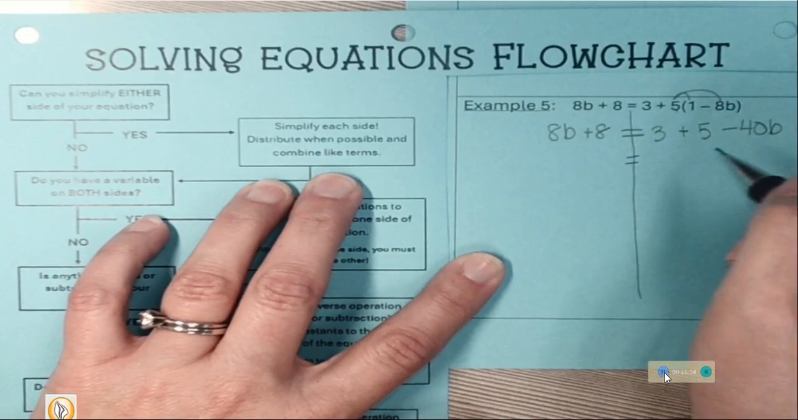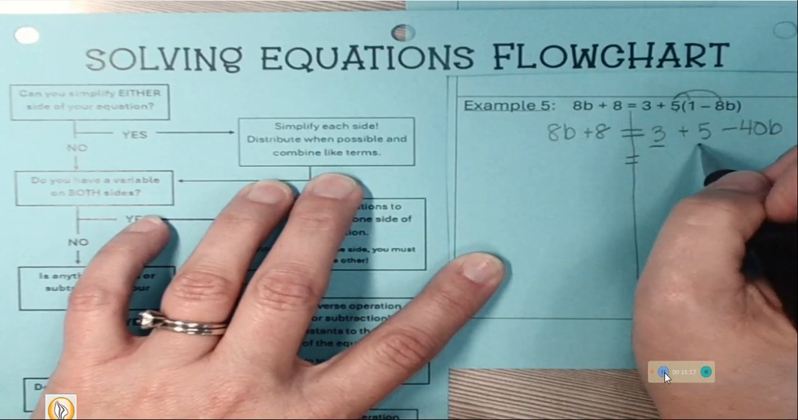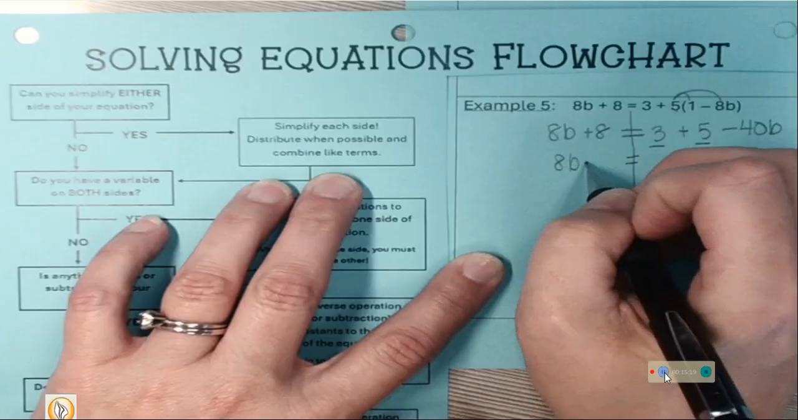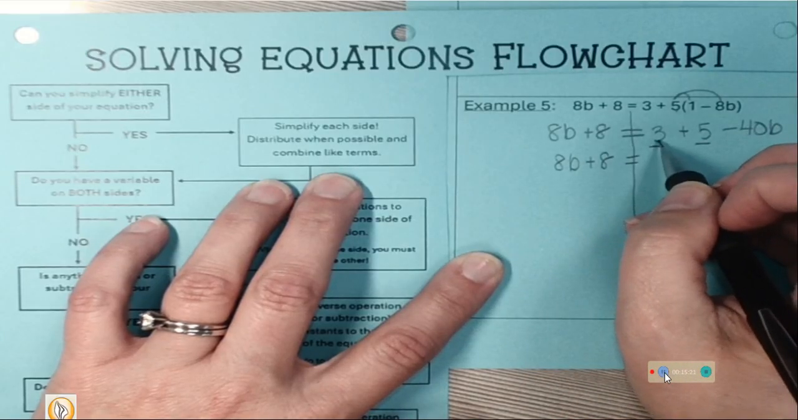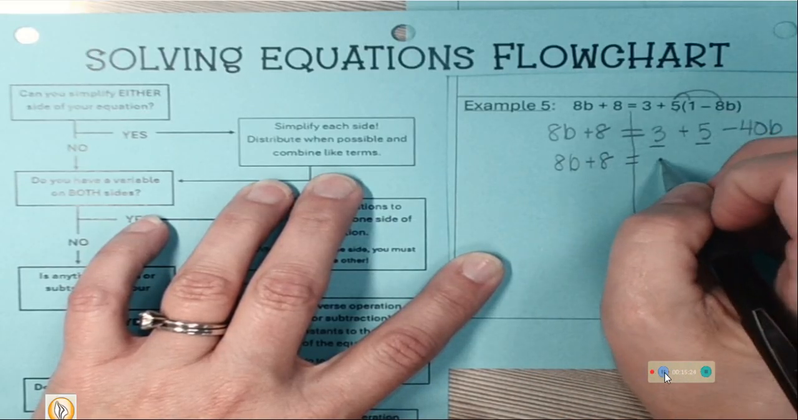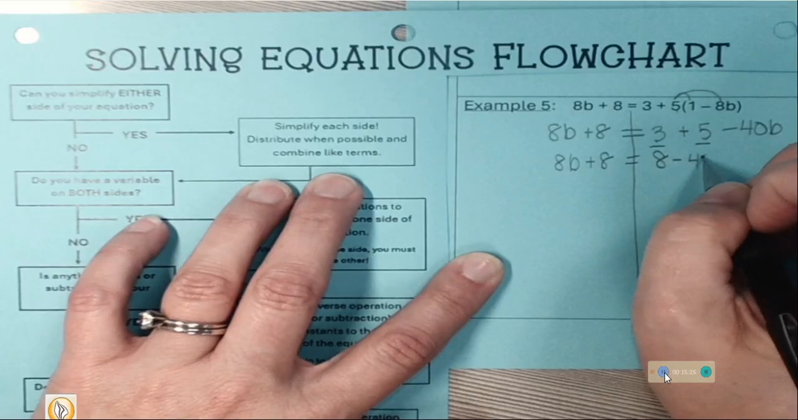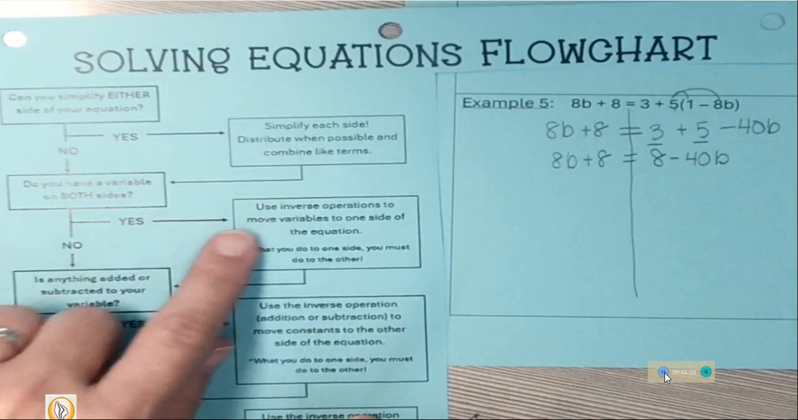Nope. What do you notice? You got 2 like terms right here. So I'm going to bring down 8b plus 8. What is 3 plus 5? 8 minus 40b. Okay, so I simplified both sides.